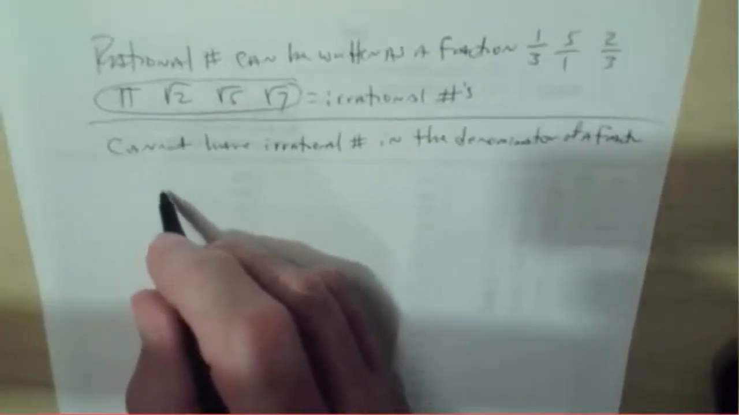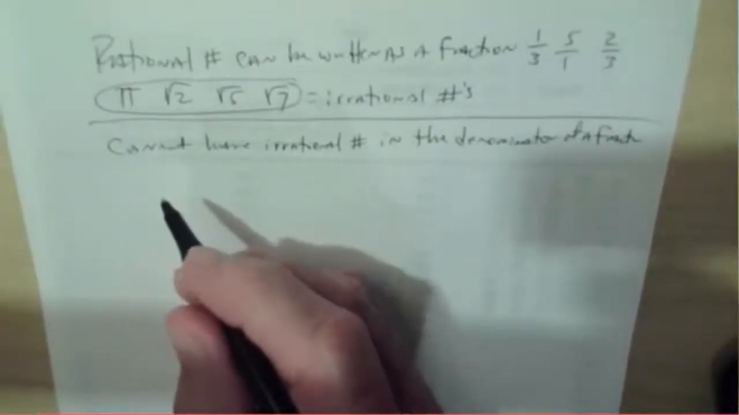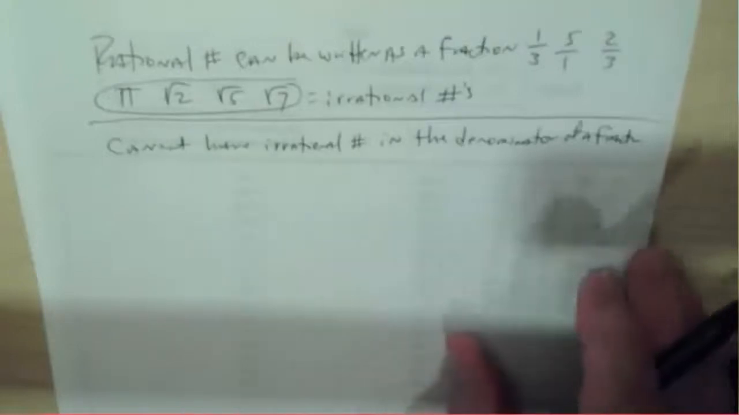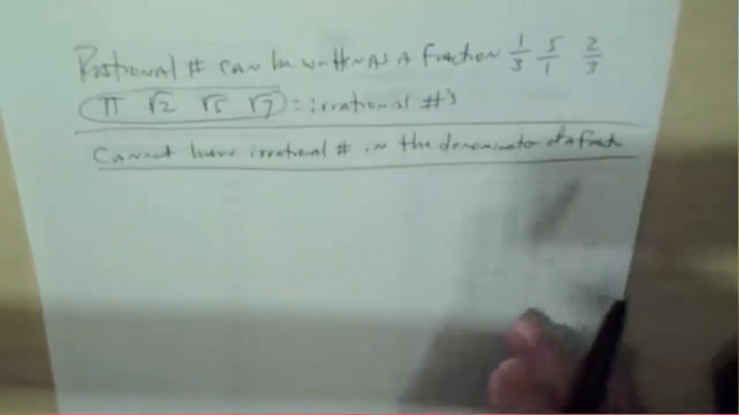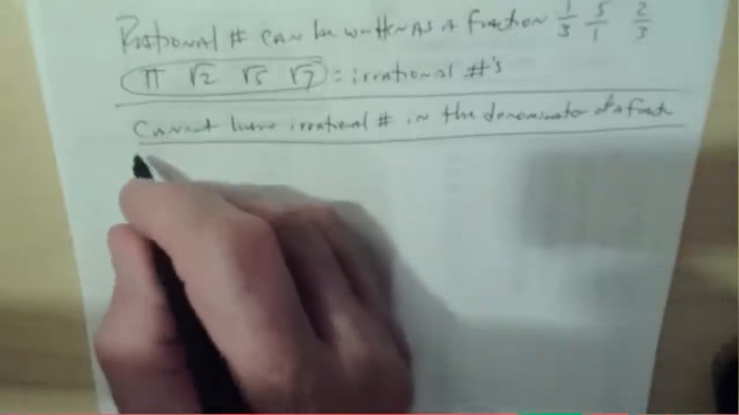Okay? Now, the way we get rid of those is called rationalizing the denominator. Sounds like a disease, doesn't it? I got me a bad case of that irrational number in my denominator.